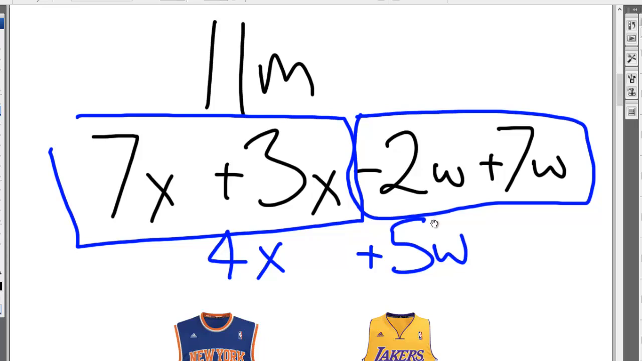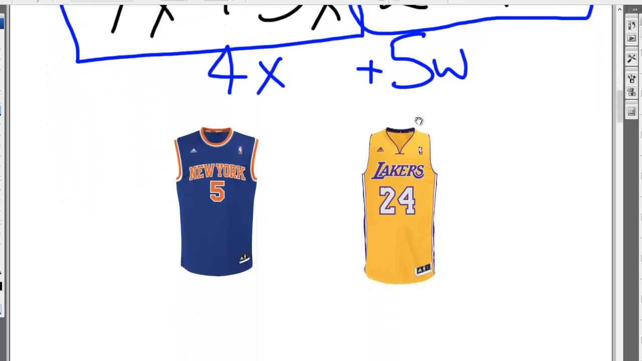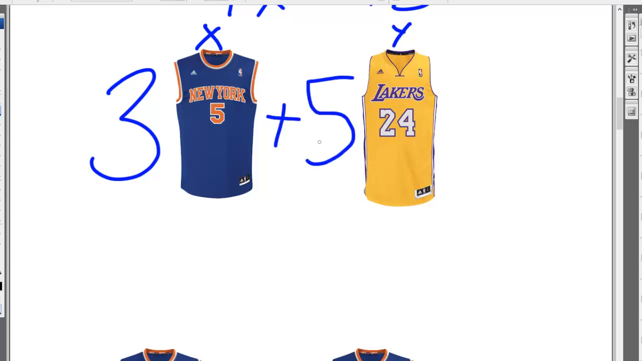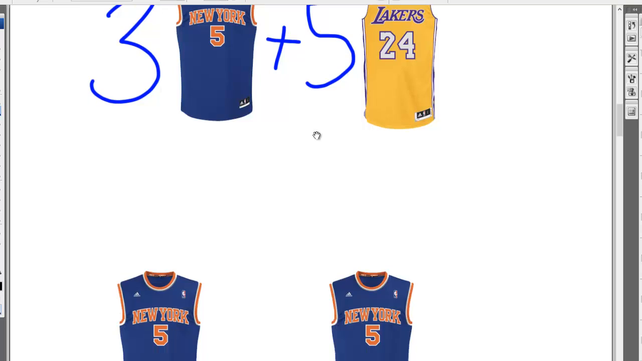So variables can be confusing. Sometimes I like to think about variables as jerseys. So instead of an X or a Y, I like to think about the Knicks and the Lakers. You can't combine a Knicks player with a Lakers player. So, for example, 3 Knicks plus 5 Lakers would be our simplified expression. We can't combine these.